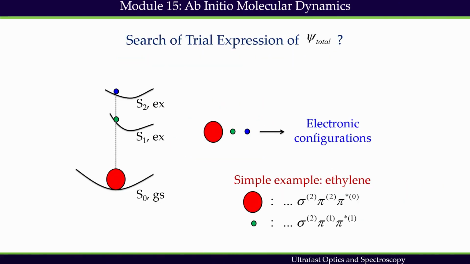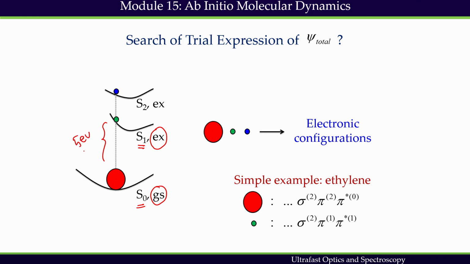Let us first understand the electronic wave function. When the electronic ground and excited states are well separated in energy, for example, in the situation depicted here, the ground state potential energy surface is well separated from the excited state potential energy surface. Let's say this is your S1 excited state, this is your S0 ground state, and they are well separated, say by 5 eV energy difference.